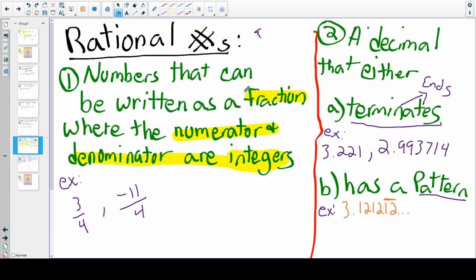If we do another example, I'm going to choose a different color just so we can be a little bit more exact. If we did negative 13.19731973 dot dot dot, do you notice if there's a pattern? Absolutely. This 1973 keeps repeating. So, is it rational? Well, it's a decimal, and the decimal has a pattern. So it must be rational. Okay?